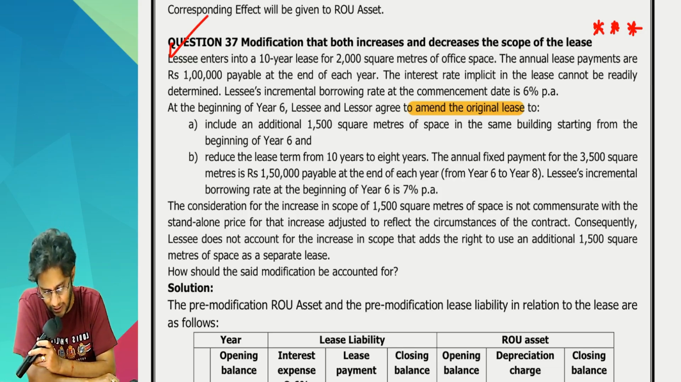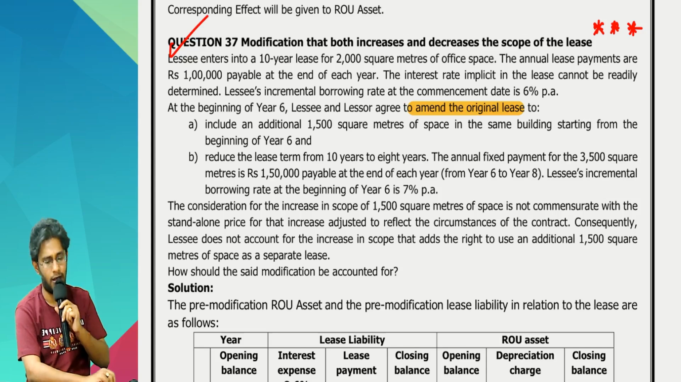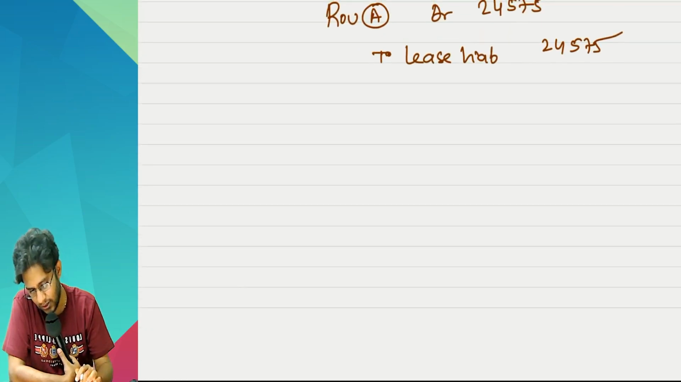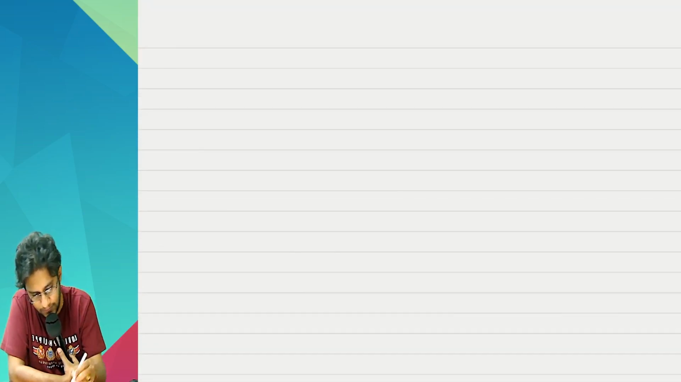Consequently, the lessee does not account for the increase in scope to use 1500 square meters as a separate lease. Fine. How should the said modification be accounted for? Take it seriously, it's a good question. Try to solve. Question number 37, please.